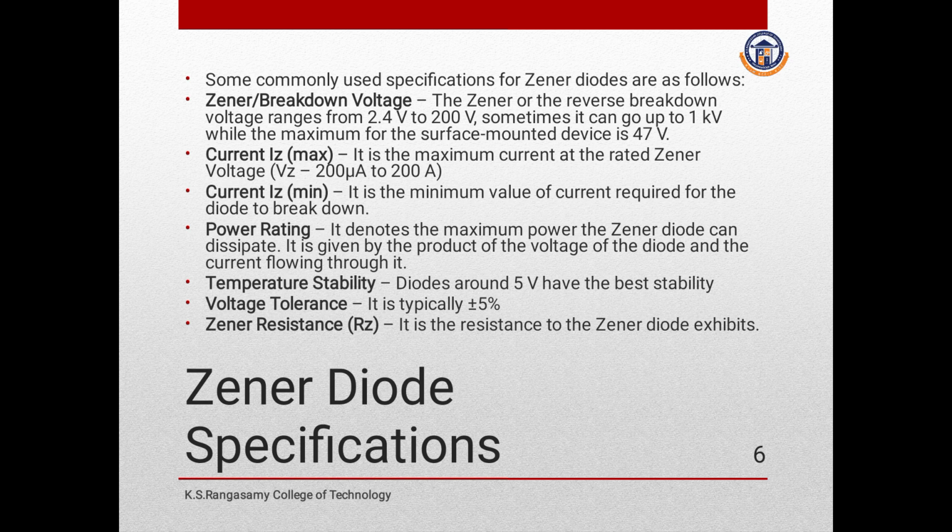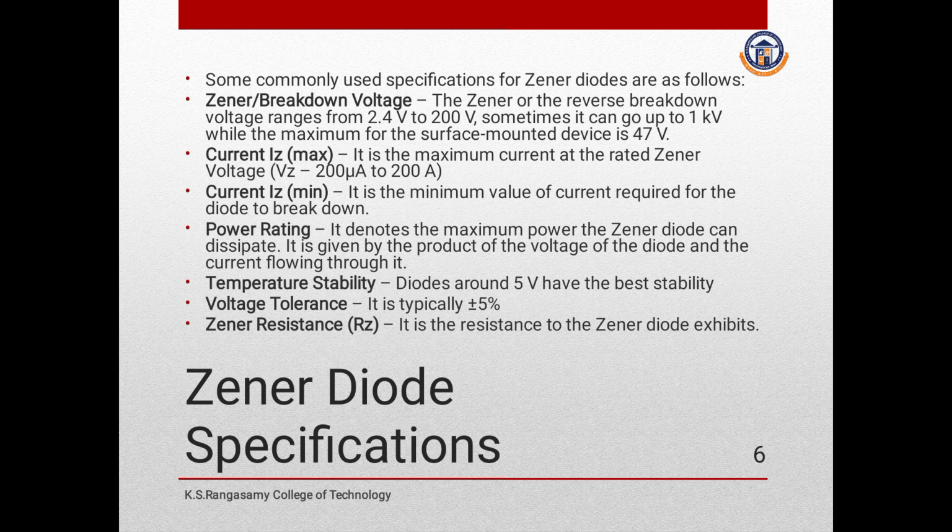And these are some of the specifications used for a Zener diode. One such specification is the Zener or breakdown voltage. As said earlier, this voltage actually starts from 5.6, and it varies up to 200 volts. And the maximum current that can flow in the Zener diode is up to 200 microamperes to 200 amperes, and the minimum current that flows at breakdown is below 0.7, a minimum current amount.